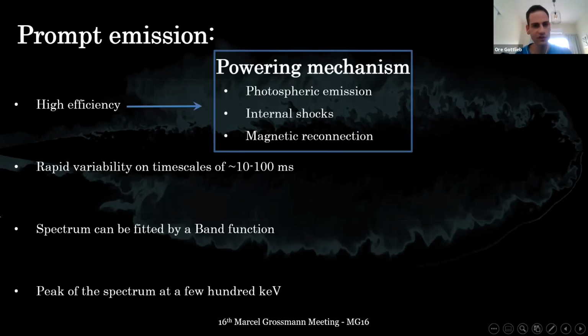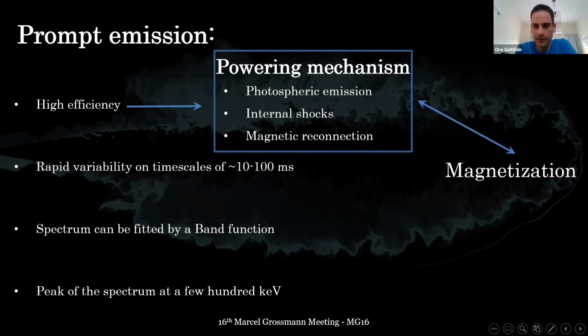So the high efficiency of the prompt emission can be attributed either to photospheric emission, to internal shocks, or to magnetic reconnection. We don't know what the mechanism is, but whatever the mechanism turns out to be, it would have to account for the high efficiency of the prompt emission. And it is tightly related to the magnetization of the jet. In the case of magnetic reconnection, it's straightforward. In the case of internal shocks and photospheric emission, I will also argue and show that the magnetization plays a huge role in determining the photospheric emission and the internal shocks.